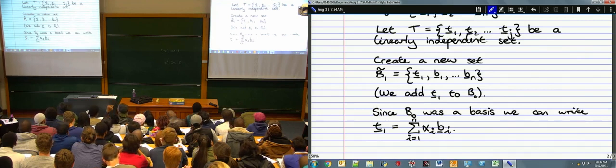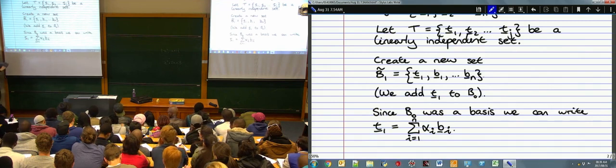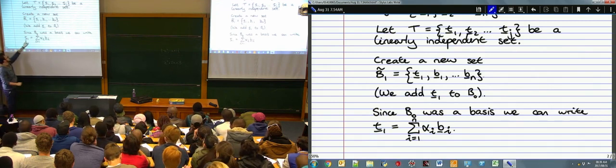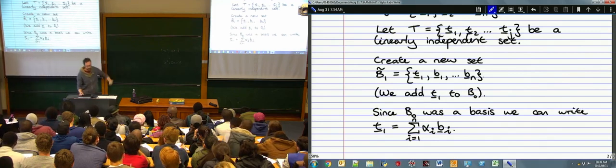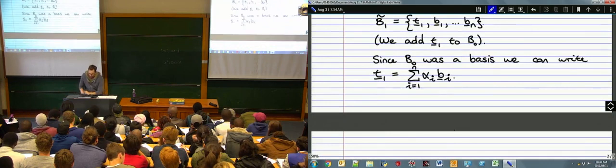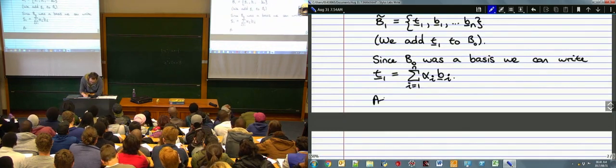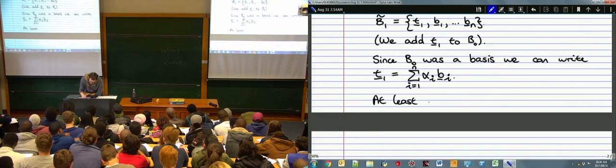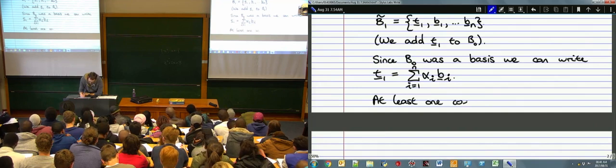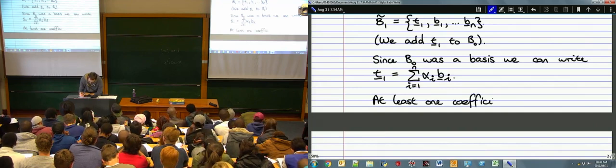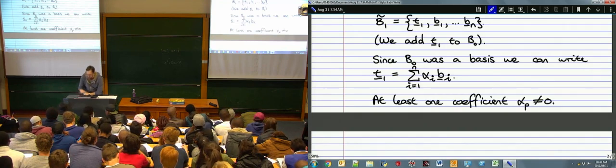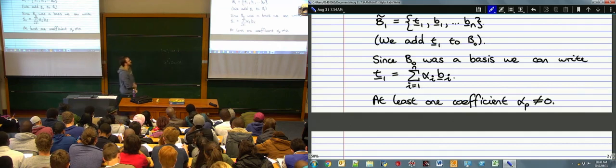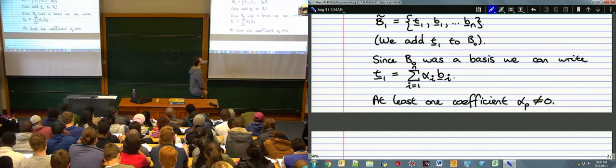Because at the end of the day, B0 can generate the whole space. Exactly. We know that B0 must generate the whole space, so in particular it must be able to generate T1. That's the first thing. We know that we can write down this linear combination over here. We also know that there's at least one coefficient alpha p which is not equal to 0.